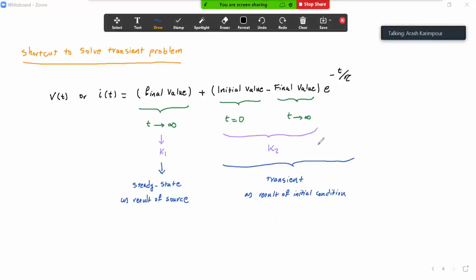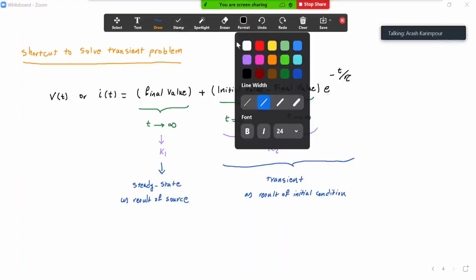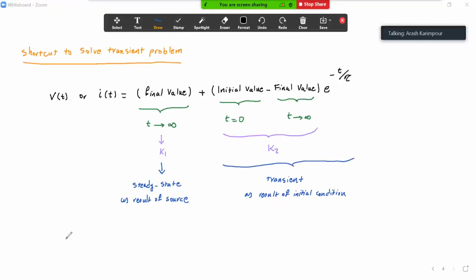In other words, I can write it here. So I can write V(t) or I(t) equal to K1 plus K2 e to the negative t over tau. And the K1 is the final value, as here, and the K2 is the difference of these two.